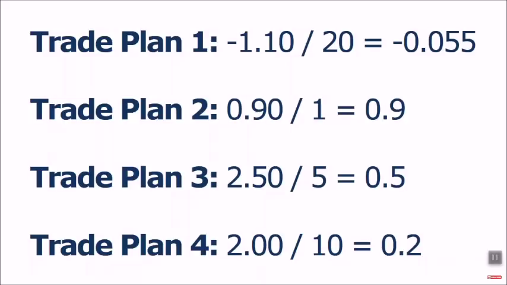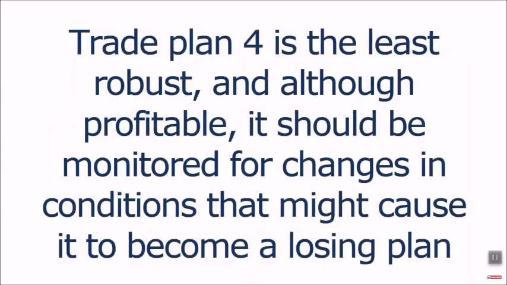And it should be no surprise that the expectation for trade plan 1 is below 0 since it's a losing plan. Of the remaining 3 plans, trade plan 2 is the most robust with an expectation of 0.9. Expectation for trade plan 3 is right at 0.5, which means it's moderately robust, but it should still be monitored. Finally, number 4 is the least robust, and although it's profitable, it should be monitored more closely for changes in conditions that might cause it to become a losing plan.